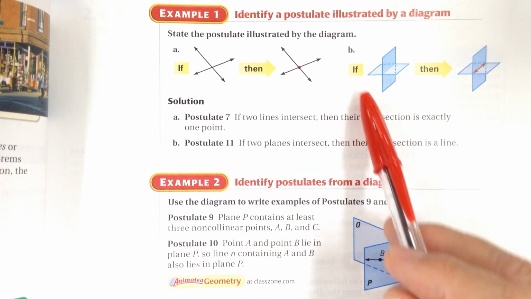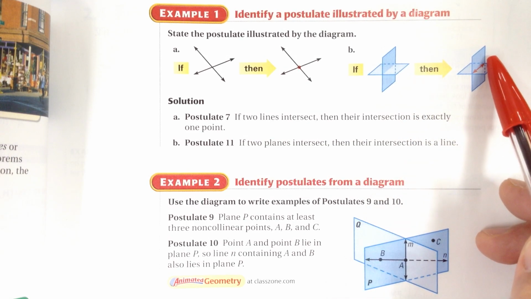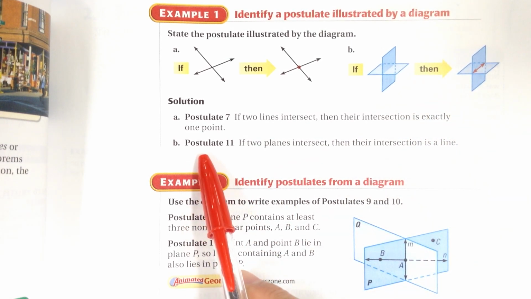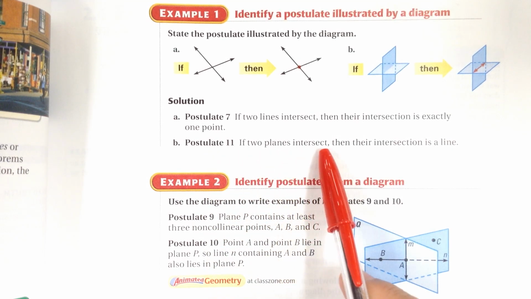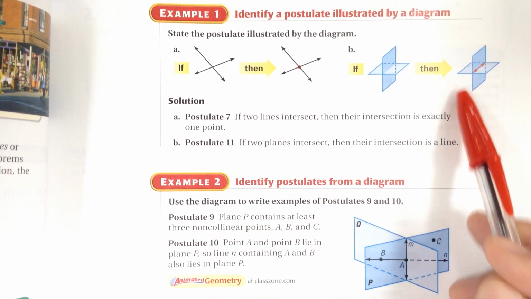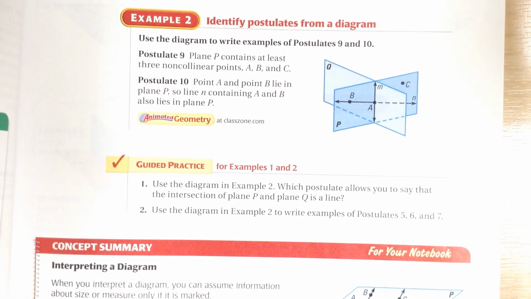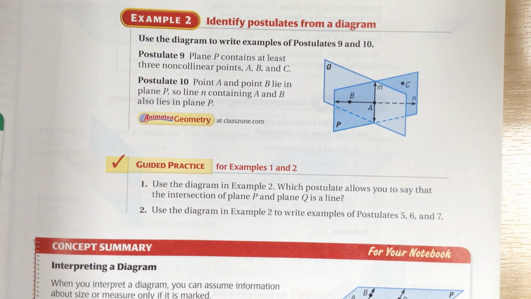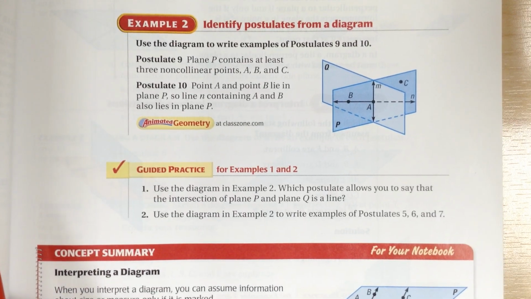Then B: if 2 planes intersect, then they intersect in a line. So that's postulate 11. If two planes intersect, then their intersection is a line. Okay, let's go to example 2. Identify postulate from a diagram.